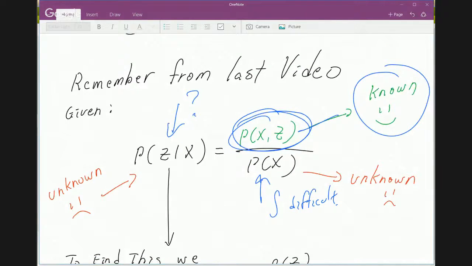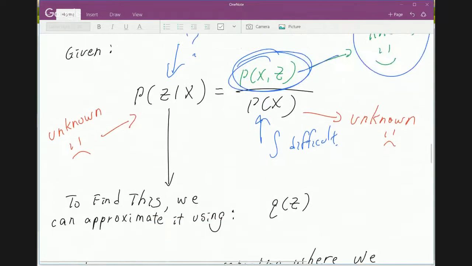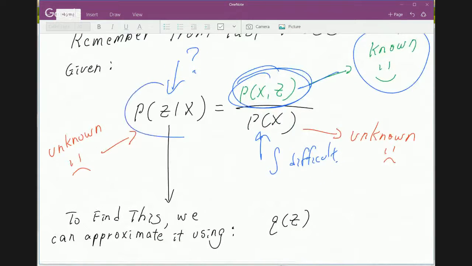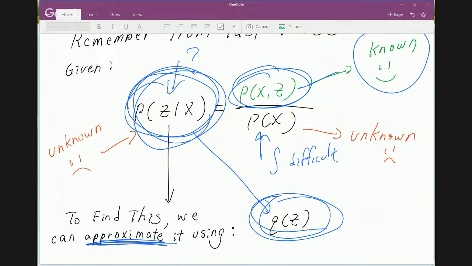I know I've said this many times, but very often people don't really get the point of variational inference. They just jump in and try to understand the math. But in any case, since we don't know this, what we do is we use another function called Q of Z to approximate it. Now, remember, it was the same situation as last video. There's some conditional that we don't know, and we use Q of Z to approximate it.